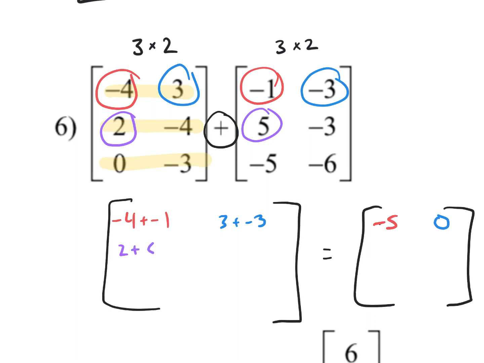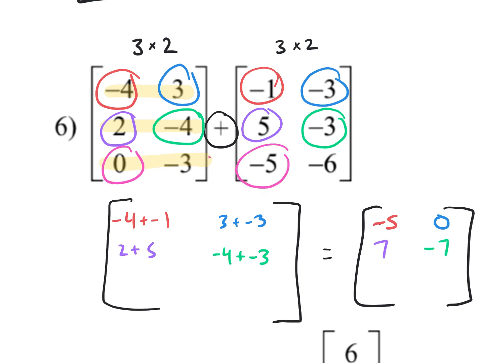2 plus 5 is 7. What's -4 plus -3? -7. Next we have 0 plus -5, -5. And then lastly, I'm running out of colors. -3 plus -6. Tara, what's -3 plus -6?